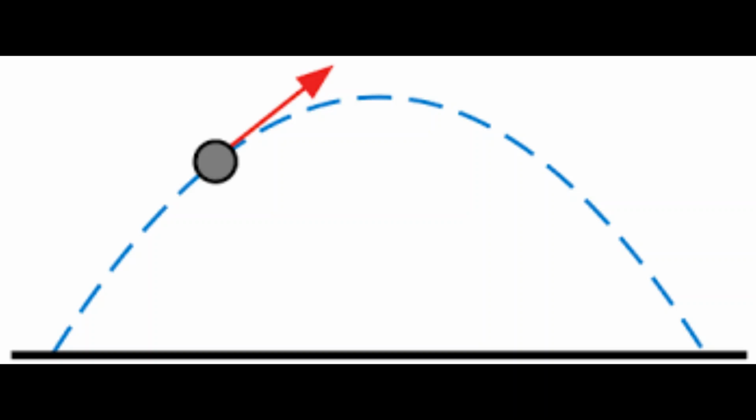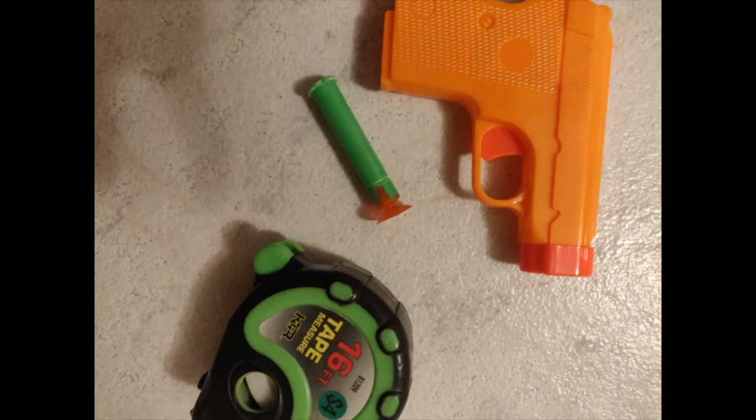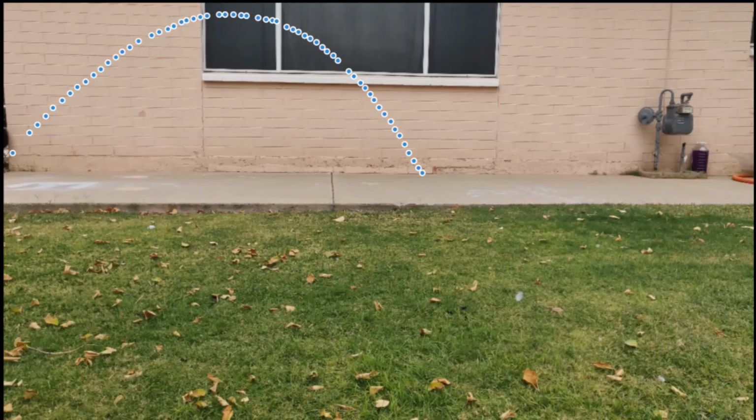For our project, our group has decided to look at projectile motion and show that the horizontal velocity of a projectile is constant. In order to conduct this experiment, we used a toy gun, a protractor, and measuring tape. To analyze projectile motion, we placed the toy gun on the ground and used the protractor to consistently use the right angle for every shot.